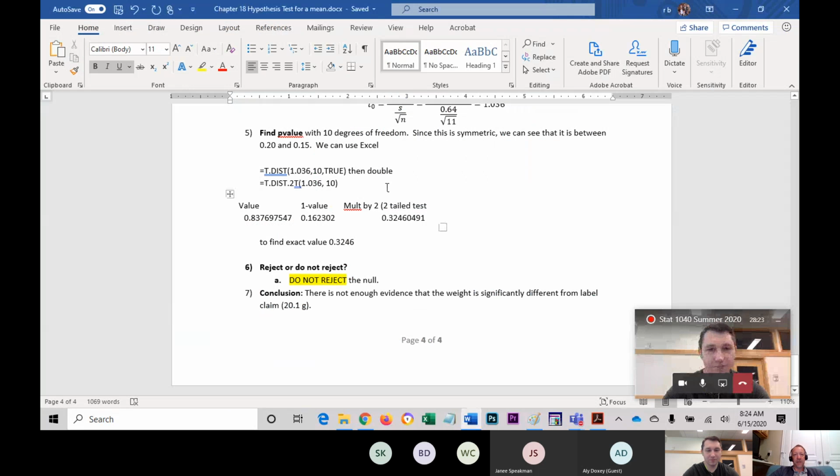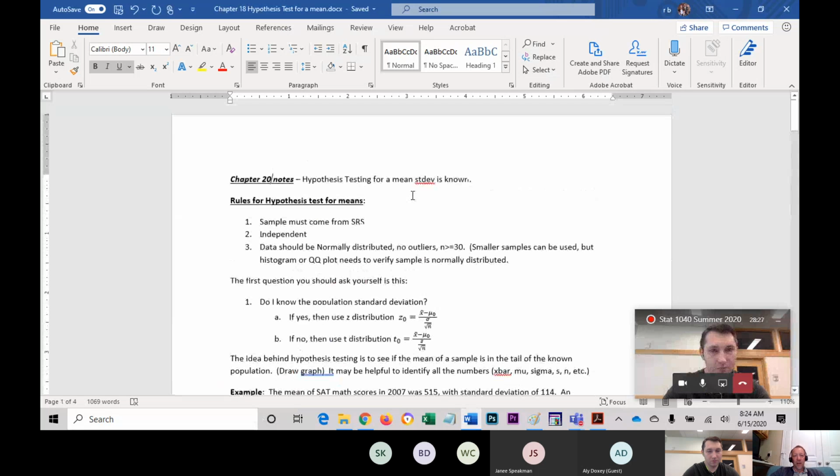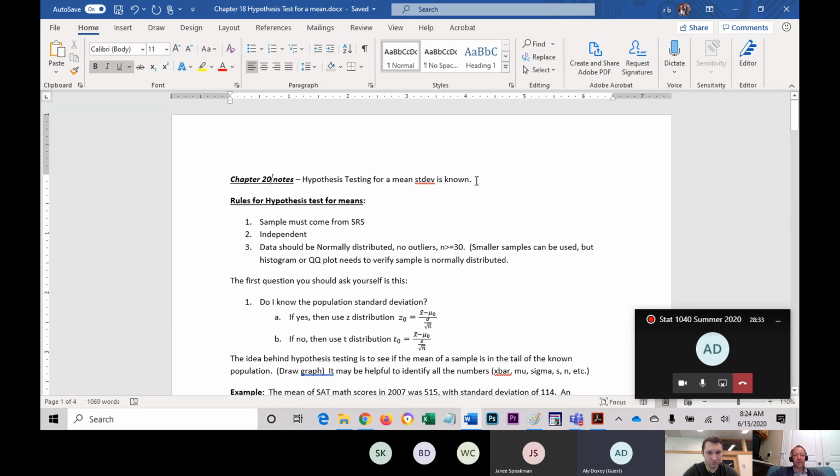Now my notes are mislabeled chapter 18, but this is really chapter 20. And okay, so will the homework be chapter 22? Chapter 20, yes. So yeah, we're jumping up to chapter 20 now.